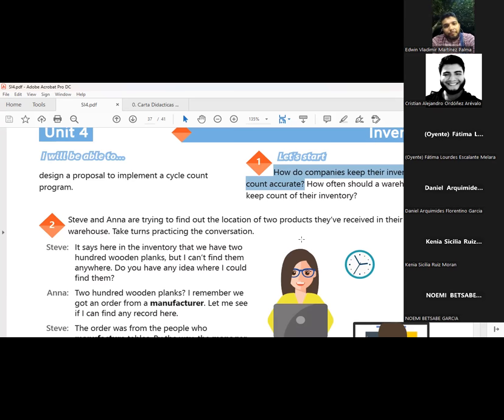From the same question, how do companies keep their inventory account accurate? What were you sharing, basically? Well, first point, the company has to have a system where they register all the transactions of inventory, because they can know how much inventory is going out or what inventory enters with the purchase. And another thing is having accounts cyclicals for the inventories.